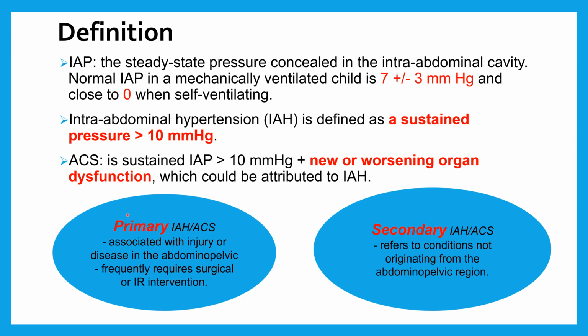And we have two categories here: primary intra-abdominal hypertension or secondary intra-abdominal hypertension. The primary will be due to abdominal-pelvic causes, which frequently require surgical or IR intervention, and secondary due to systemic factors like shock or whatever we'll see in the next slides.